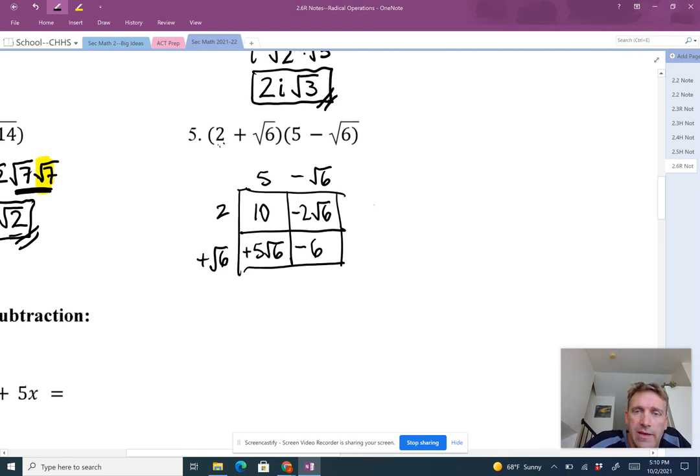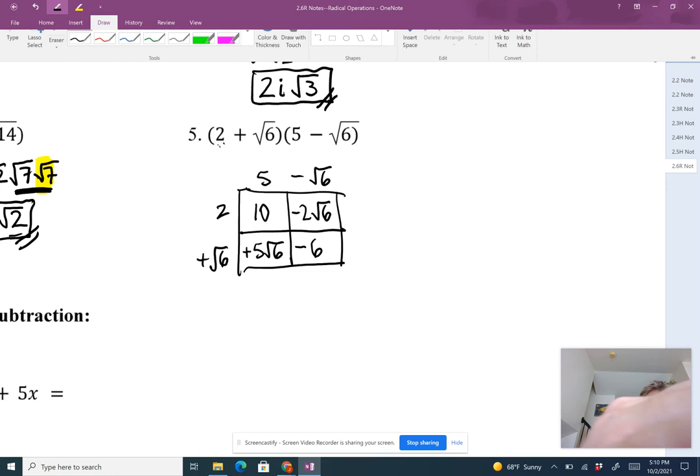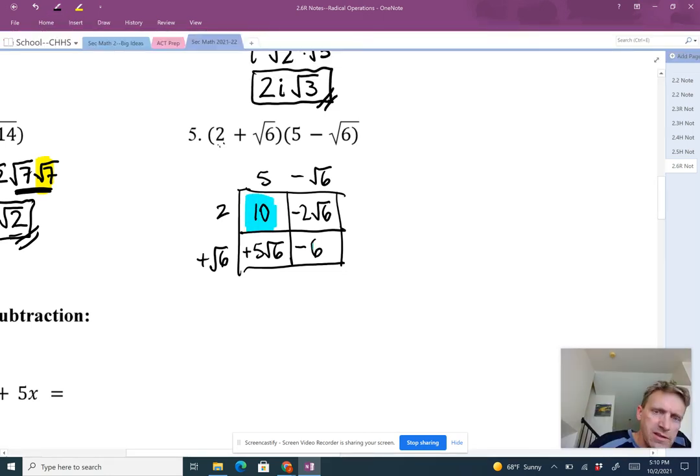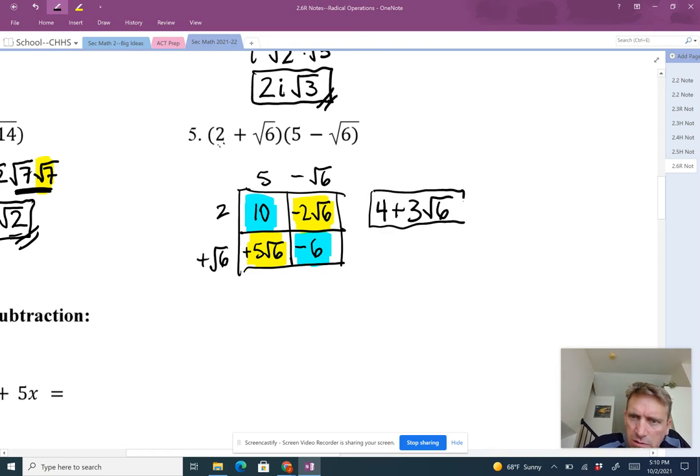So then I get, I'm going to pull everything out, marking those that are like terms. Go ahead and mark them in color here. 10 and minus 6, all constants without a square root are like terms, if you will. And then 5 square root of 6 and negative 2 square root of 6 both have that square root of 6 with them. And so I can combine these in that way. 10 minus 6 is 4, and 5 rad 6 minus 2 rad 6 is plus 3 rad 6. And that's our final answer there.